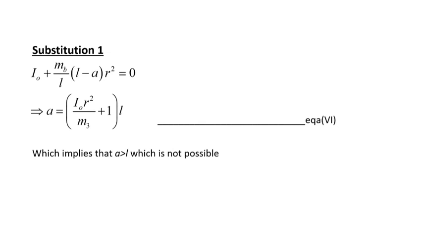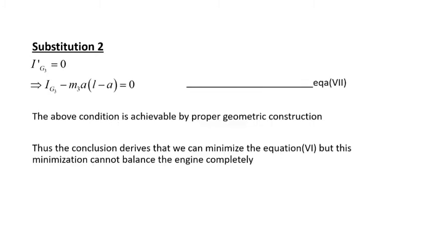In our first substitution, we can clearly see that the value of A is greater than L, which completely defies the geometry and is not possible. Now in this second substitution, which is achievable by proper geometrical approach and construction, we derive that we can minimize equation 6, but this minimization cannot balance the engine completely. Some sort of vibration is always present in the engine, which we can clearly see in our daily life.